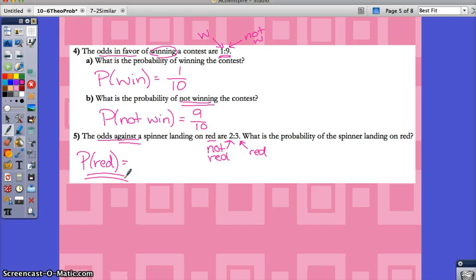So the probability of red then would be, there's 3 reds. It's not 3 over 2. Remember, it's 3 to the total. So the total outcomes, the total number of outcomes in the sample space would be 5.